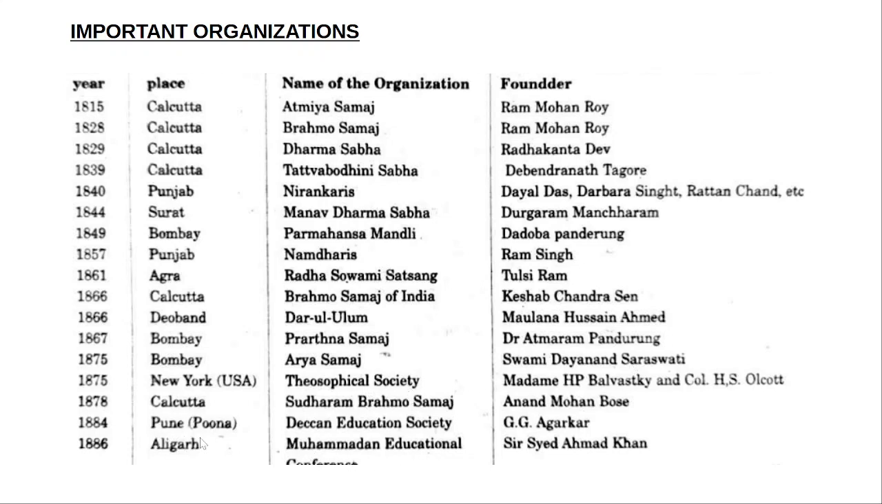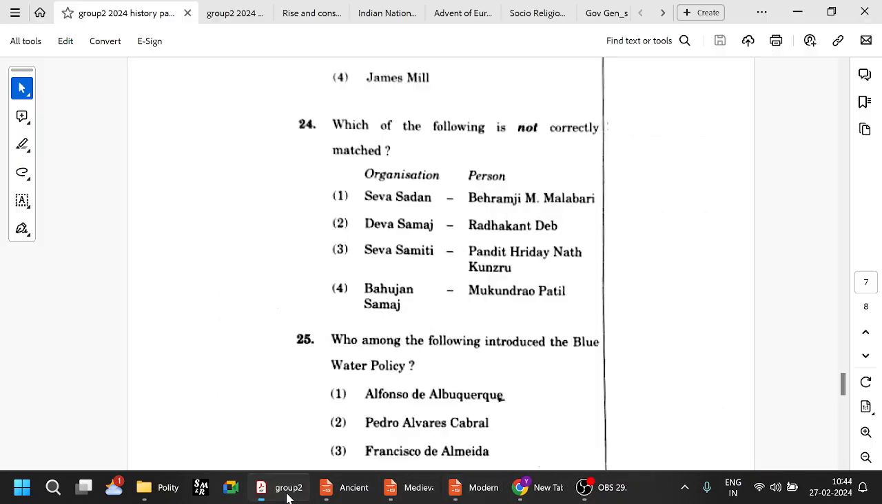Mohammedan Educational Conference, Aligarh, Sir Syed Ahmad Khan. So these are some of the important organizations. Beyond that, whatever is given, you cannot answer. But in this particular case, which of the following is not correctly matched is this particular thing. The Deva Samaj is by Mr. Agnihotri. Okay, all the others are correct.